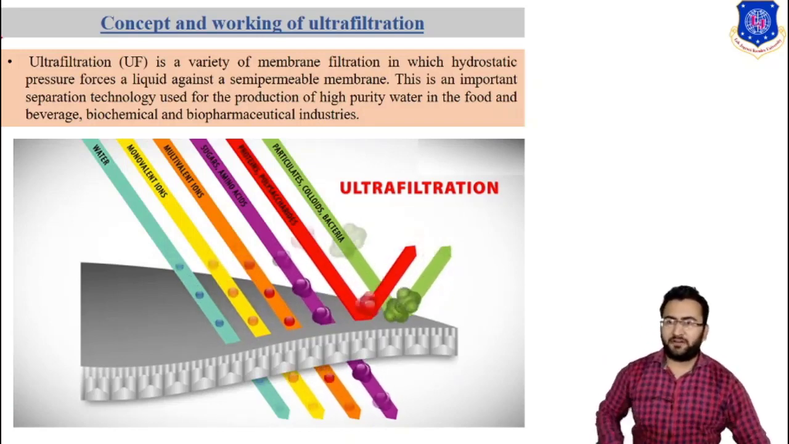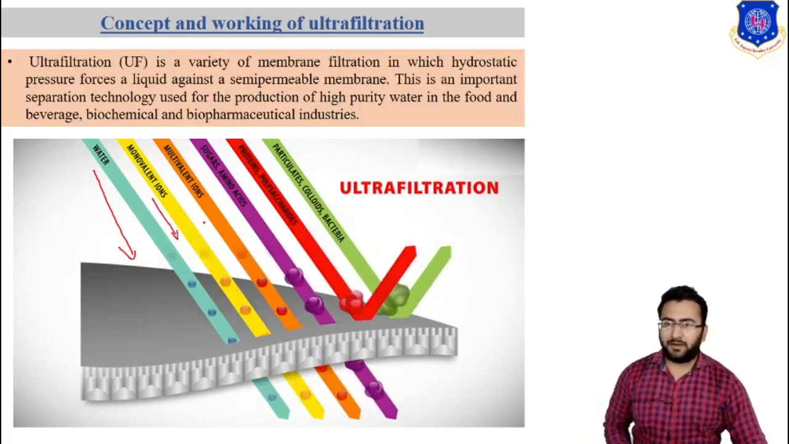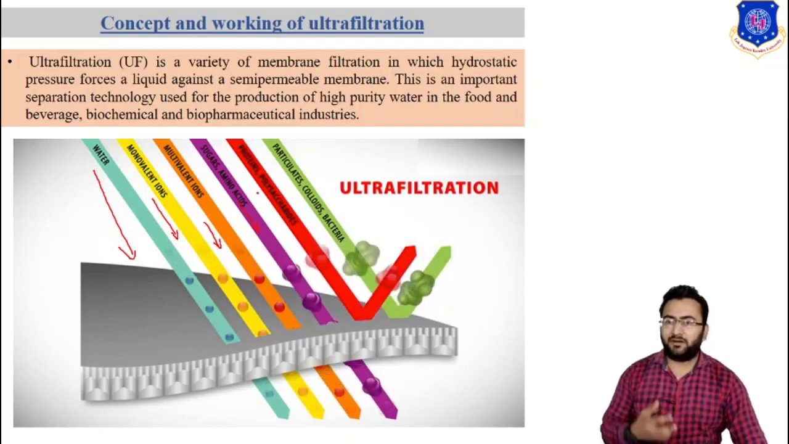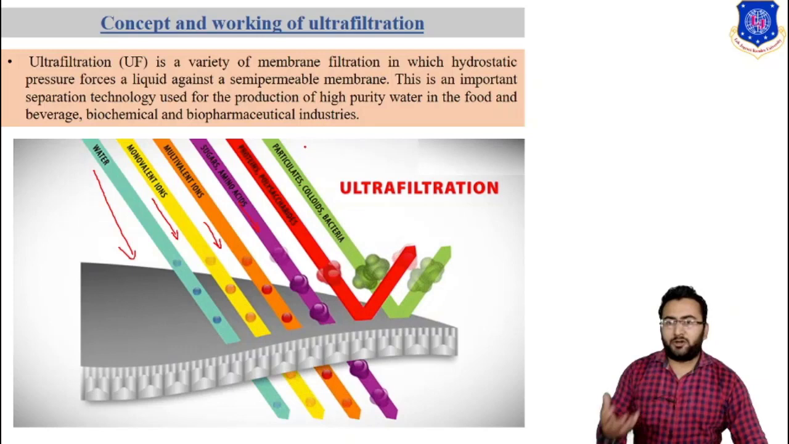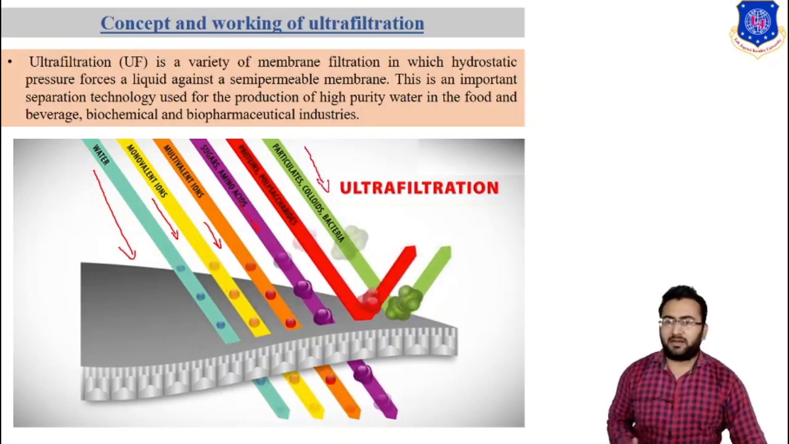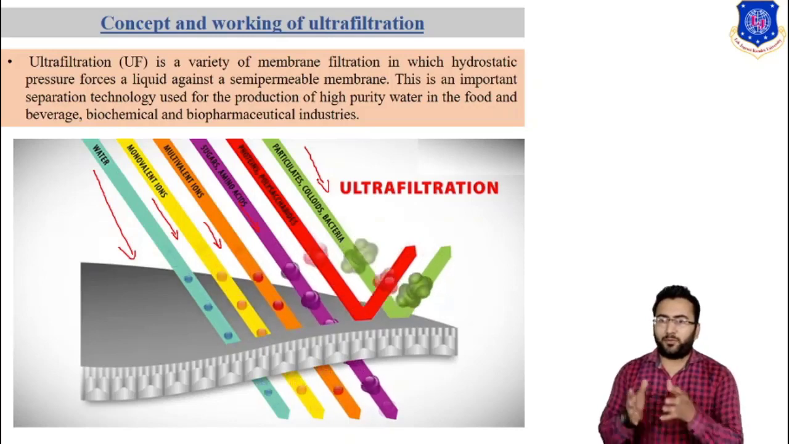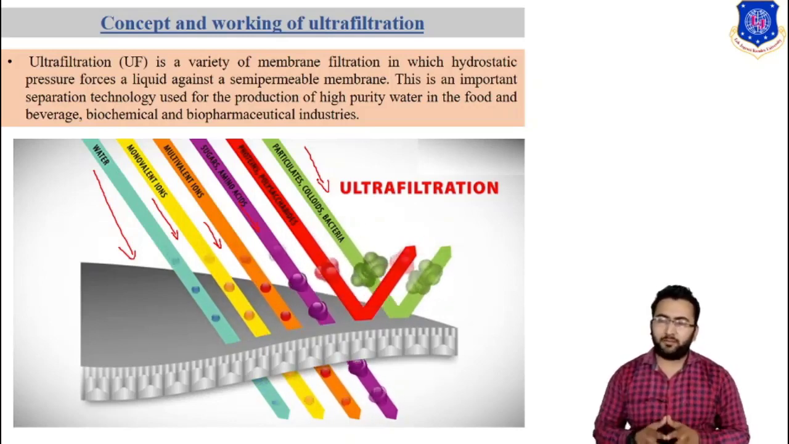So through an ultrafiltration membrane, water can pass, monovalent ions can also pass, multivalent ions also pass through the membrane, and sugar and amino acids also pass through. But the ultrafiltration membrane can reject proteins, polysaccharides, particulates, colloids and bacteria. So ultrafiltration mostly rejects proteins, polysaccharides, particulates, colloids and bacteria.